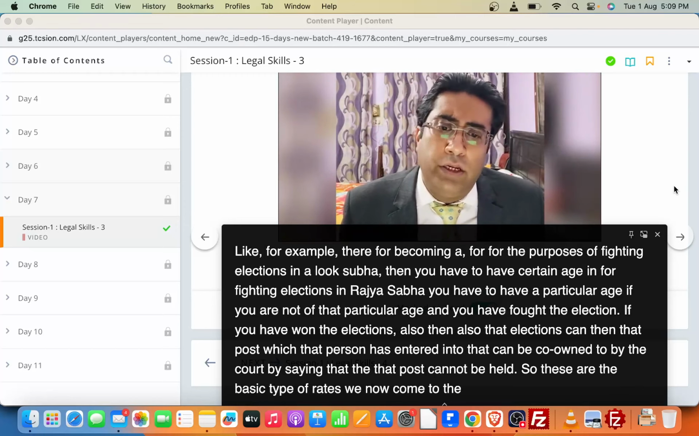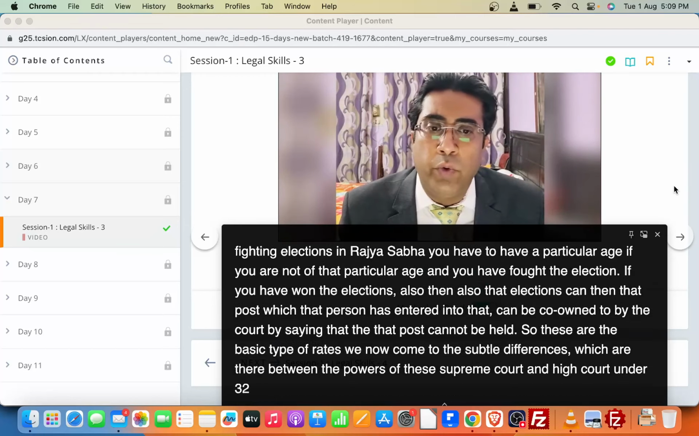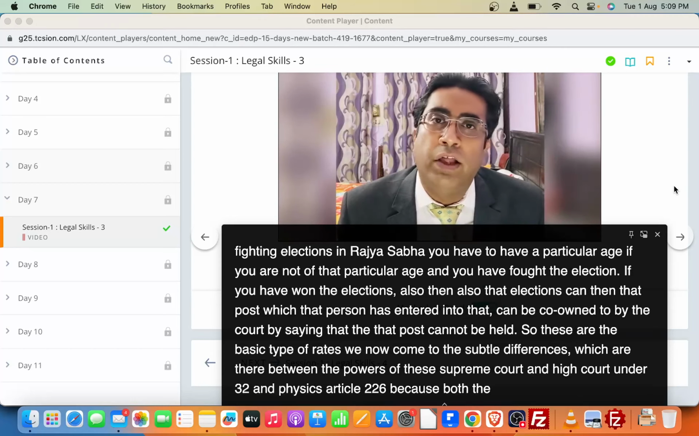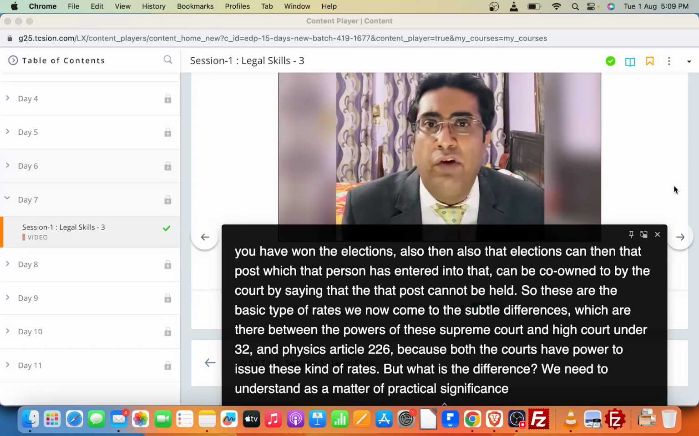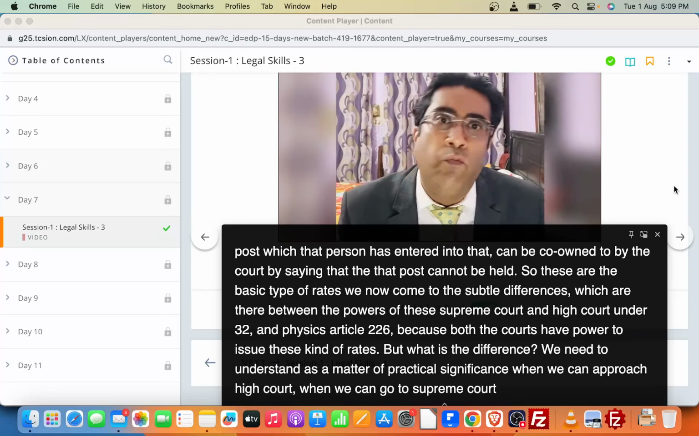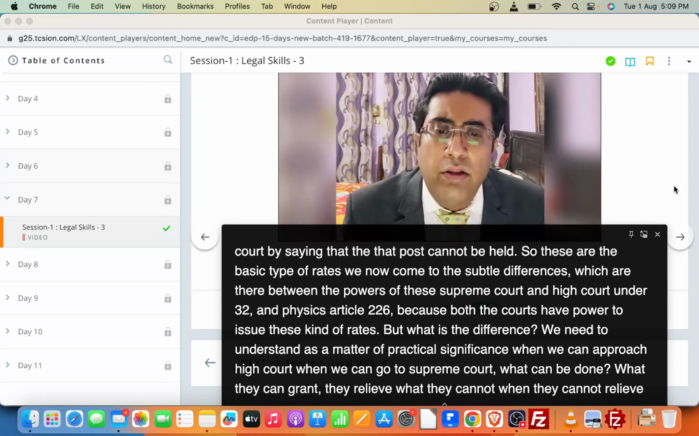We now come to the subtle differences between the powers of the Supreme Court and High Court under Article 32 and Article 226, because both courts have the power to issue these kinds of writs. But what is the difference we need to understand as a matter of practical significance: when we can approach the High Court, when we can go to the Supreme Court, what relief they can grant, what they cannot, and when they cannot grant relief. These are important things.